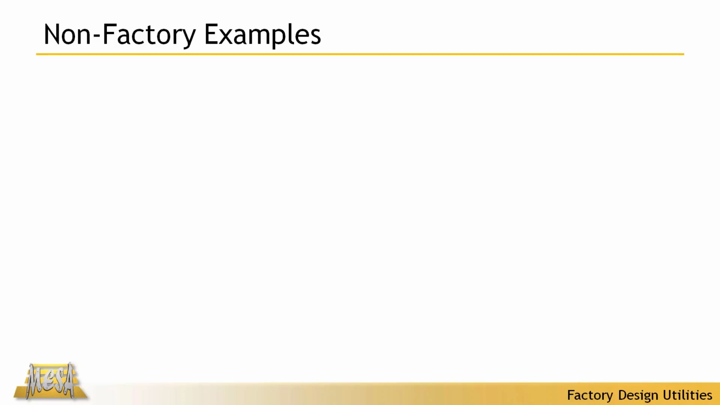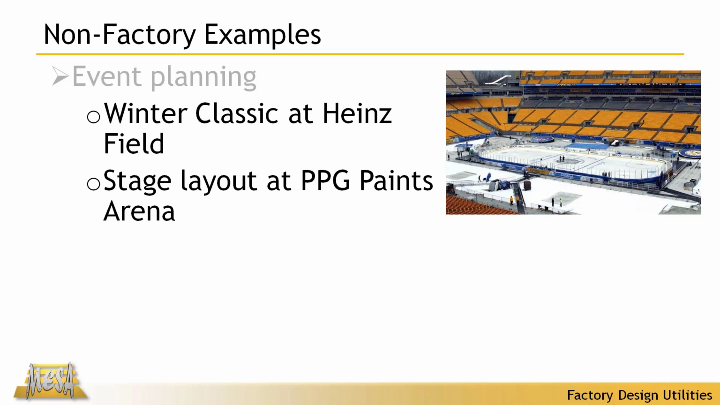So let's take a look at a couple non-factory examples. Event planning. If I'm going to be putting on the Winter Classic at Heinz Field, I've got to figure out how to put a hockey rink in the middle of the football field. There's all the equipment that goes into making the ice, all the pathways that the skaters and other people are going to want to use because they want to protect the field as best as possible.